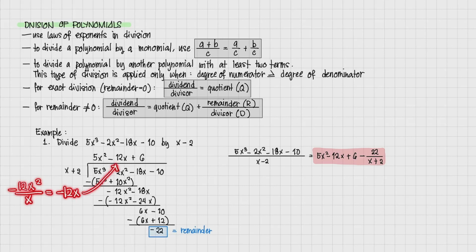And you can see that here. Then once you have that, you're going to multiply that by your divisor, times negative 12x. So this would be equal to negative 12x squared minus 24x. So that's it.